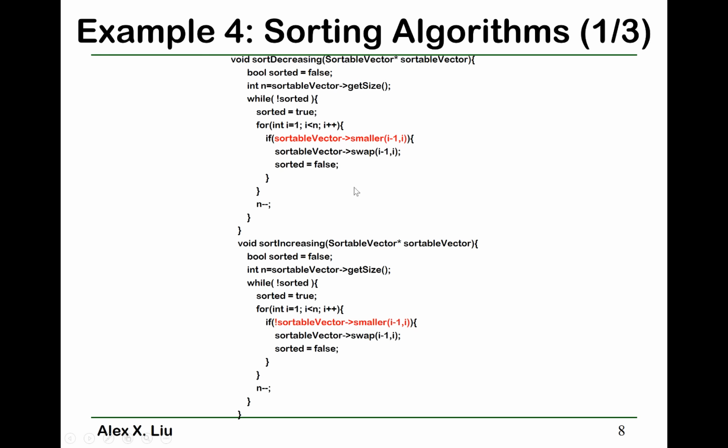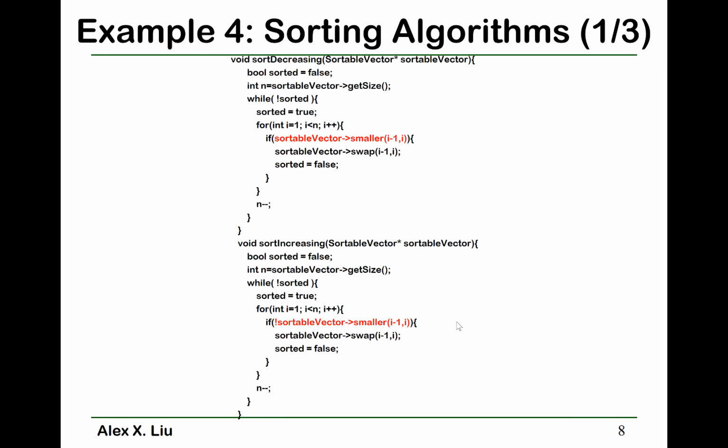code. Basically, you test whether the I minus 1th element is smaller than the ith element. For sort decreasing, if the I minus 1th element is less than the ith element, then you are going to swap them, right? And for increasing, this will be totally opposite. So that's the only difference. There's only one line of difference, right? The rest of the code is exactly the same.